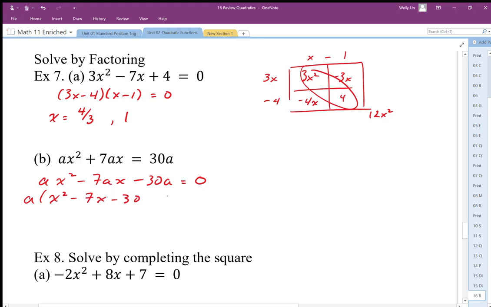Now I factor this normally. This has no leading coefficient, so I need to find two numbers that multiply to negative 30 and add to negative 7. Since it's negative, we know one's negative, one's positive. So negative 10, positive 3. Those are our factors. So then the solution for x, we can say x equals 10 and x equals negative 3.